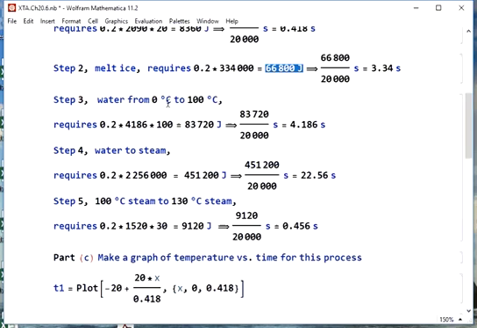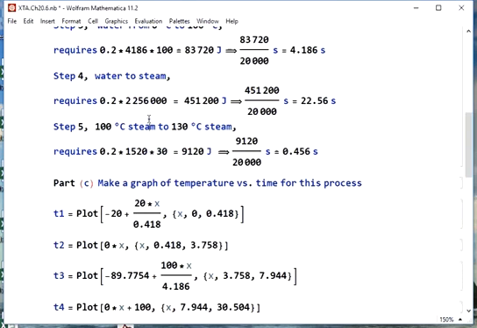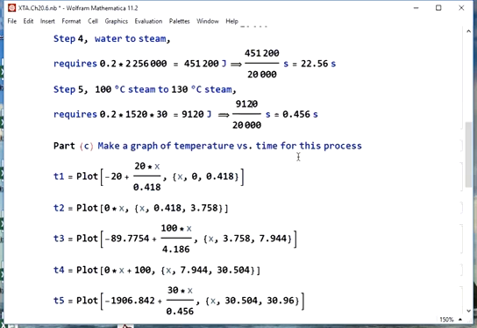Step 3, to get the water from 0 Celsius to 100 Celsius, that takes 83,720 joules, or 4.186 seconds. Step 4, to turn the water into steam, this is m Lf, or m Lv rather, we get 451,200 joules, or 22.56 seconds. And finally, to raise the temperature of the steam, that's mc delta T, 9,120 joules, or 0.456 seconds.